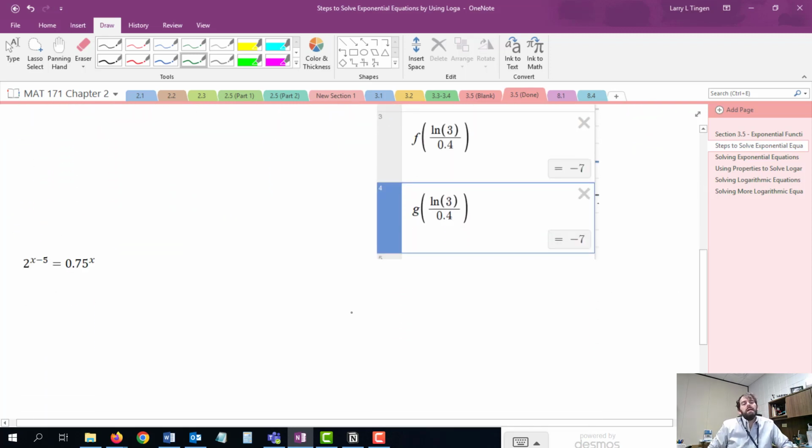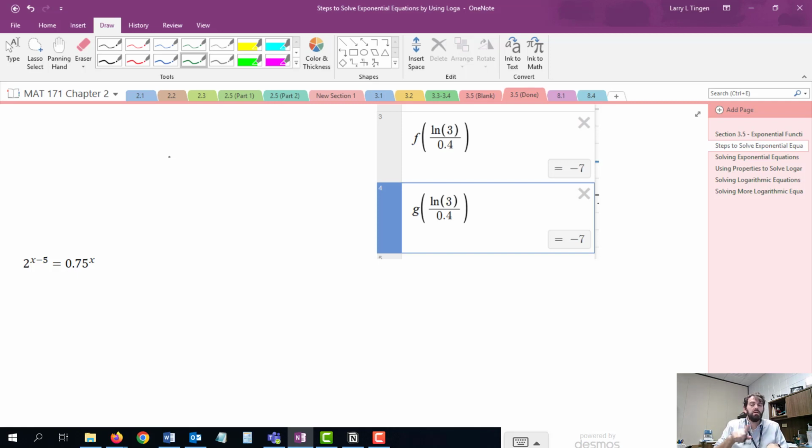All right, so next we have x in the exponent, in two different exponential expressions. Let me make sure my vocabulary is right. Exponential expression on the left is 2 raised to the x minus 5. Exponential expression on the right is 0.75 raised to the x. Both of those are exponential expressions, and then when we put the equal sign between them, it's an exponential equation.